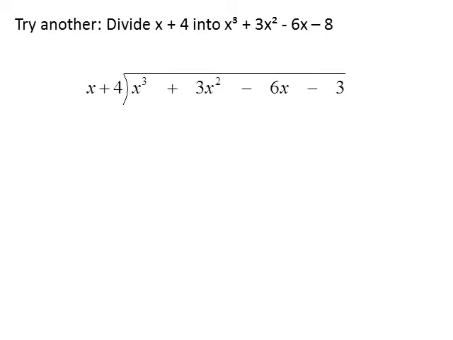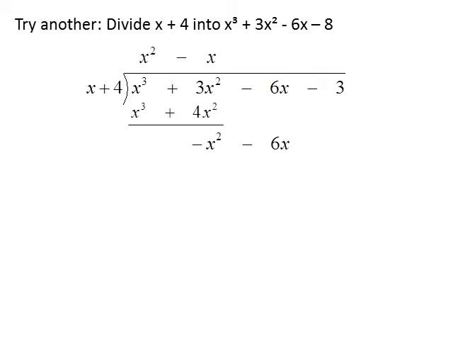So first I divide x to the third divided by x, and that's x squared. I multiply x squared times x plus 4, so that's x to the third plus 4x squared. I subtract, so x cubed minus x cubed cancels out. 3x squared minus 4x squared is negative x squared. Then I bring down the next term. So I have negative x squared minus 6x. And negative x squared divided by x is negative x.